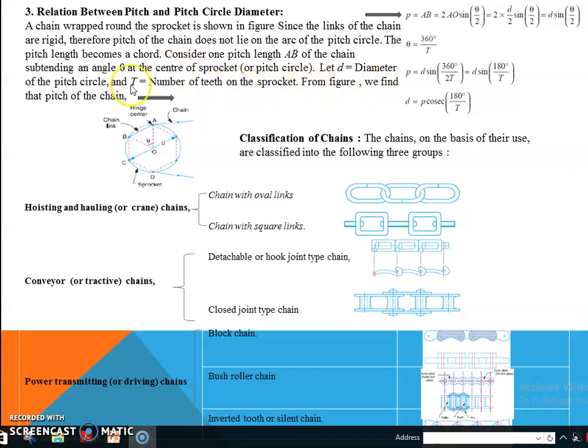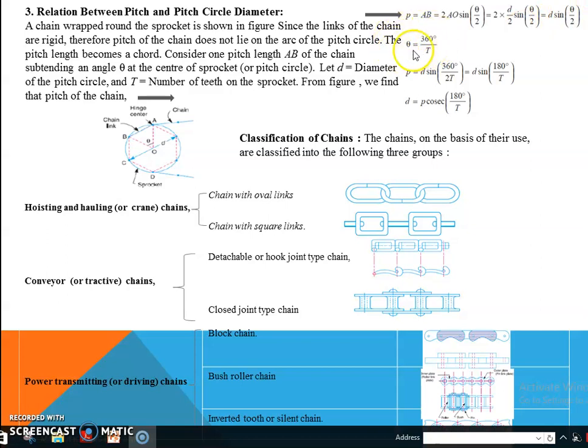From figure we find that the pitch of the chain, that is P equals AB equals 2 into AO sin theta by 2. By considering a half triangle of this AOB, we can get this relation. So P equals 2 into D by 2 into sine of theta by 2. Further, here the 2 get cancelled. So we can get P equals D into sine of theta by 2.